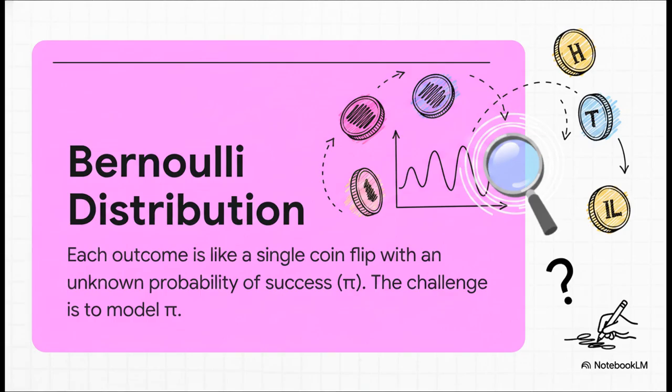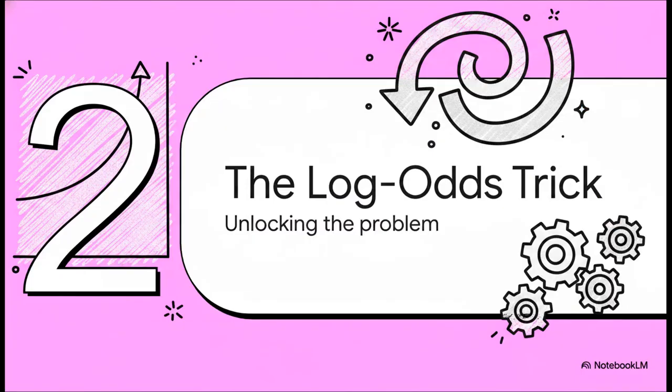So what we're really dealing with here is a special kind of problem. You can think of every single outcome as a little coin flip. It's not a fair coin, though. It's weighted, but we don't know how it's weighted. That weight, that probability of success, is what we're trying to figure out. That's the whole challenge right there. So how do we fix this? How do we use the power of a linear model without getting those ridiculous out-of-bounds answers? Well, it turns out there's this beautiful, elegant little mathematical hack that unlocks the entire problem.